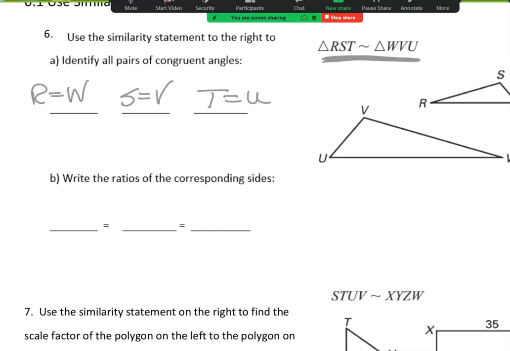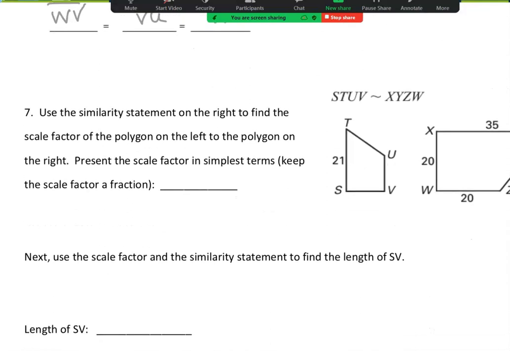Okay, so it says write the ratios. So I'm going to take the first two letters over the first two letters, the second two letters over the second two letters, and the first and last over first and last. And we're done. Okay? Going to the next one, it says use the similarity statement on the right to find the scale factor of the polygon on the left to the polygon on the right. Present the scale factor in simplest terms and keep the scale factor a fraction.